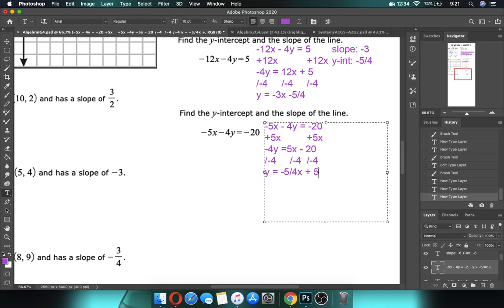Oh, no, wait, no, that's not our answer because that's not what it's asking for. Silly Ms. Dubois. It's asking for the slope and the y-intercept. So what's our slope? Our slope is the number next to the x, which is the negative 5 over 4. What is our y-intercept? That is the number by itself, which in this case is positive 5. Now we're done. That's our answers.